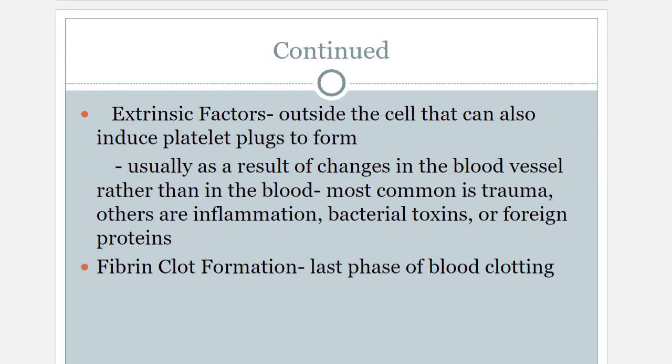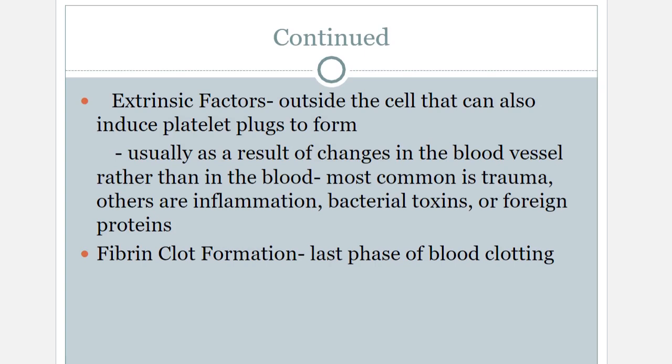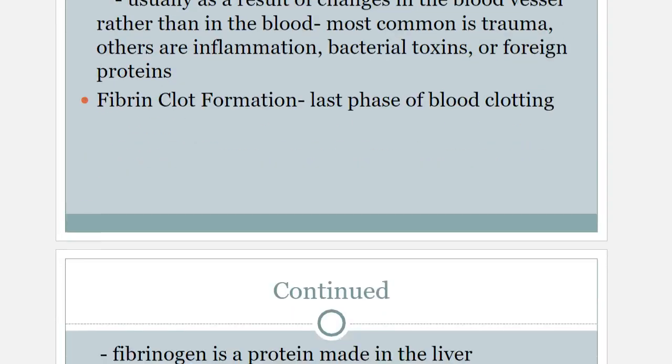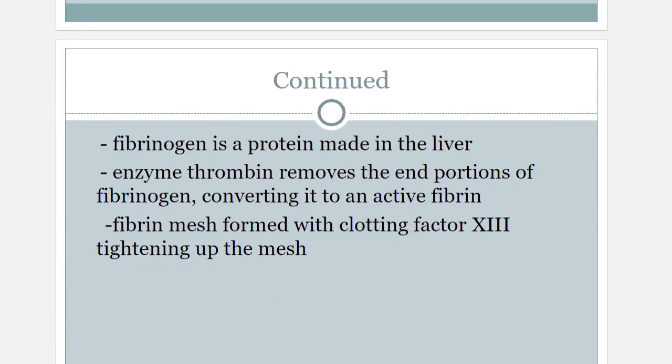Extrinsic factors are outside the cell that can also induce a platelet plug to form, and they're usually as a result of changes in the blood vessels rather than in the blood. Most common is obviously trauma. Others are inflammation, bacterial toxins, or even foreign proteins. And then that last phase is fibrin clot formation. All right, so hopefully that makes sense to you.